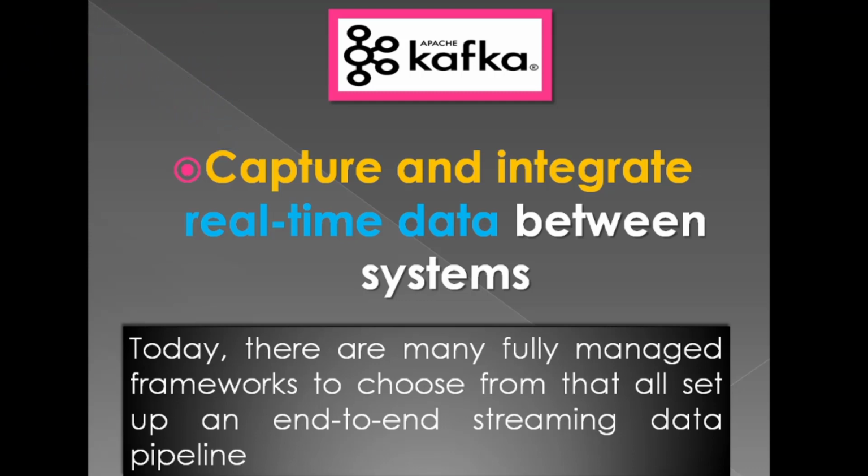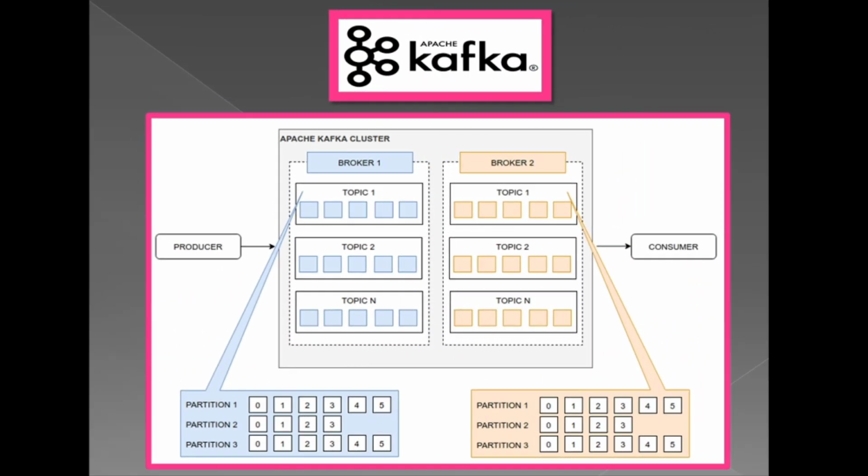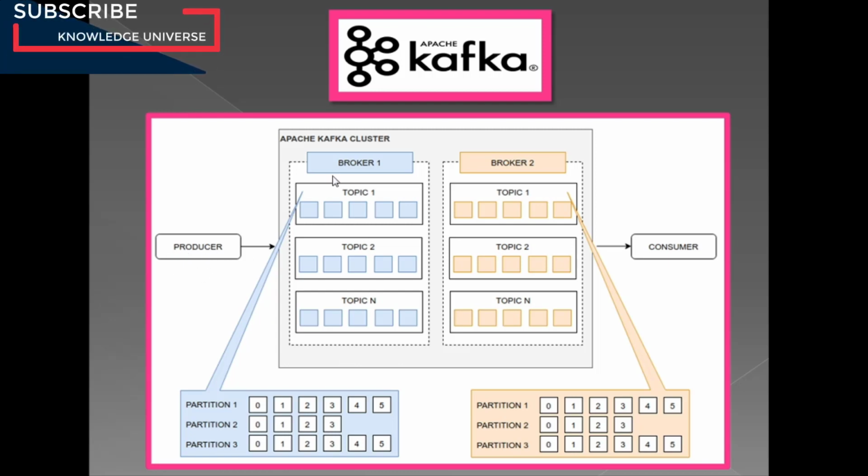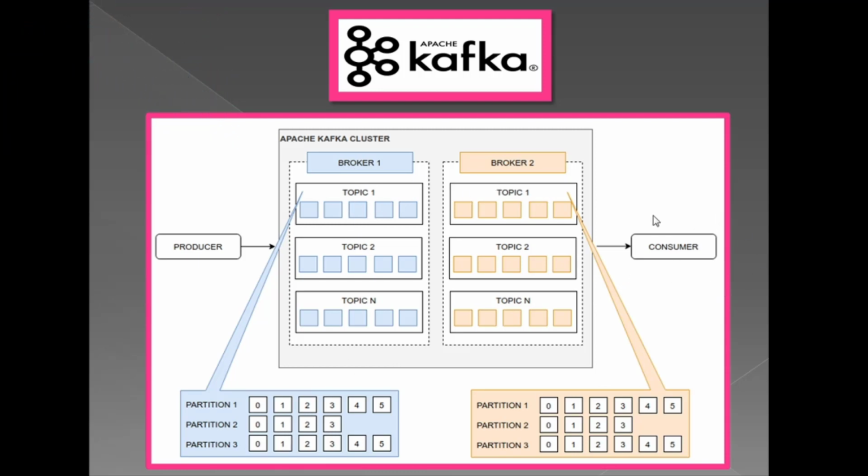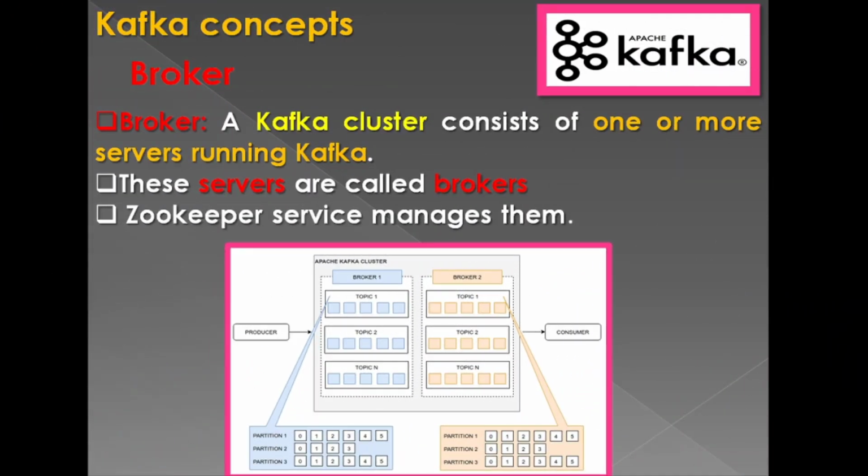Now let's start by explaining the architecture or the concept of Kafka. The framework Apache Kafka is based on 4 important concepts. These concepts are: the first is producers, the second is brokers, the third is topics, and the fourth concept is consumers. Now let's start by explaining the first concept, the broker.